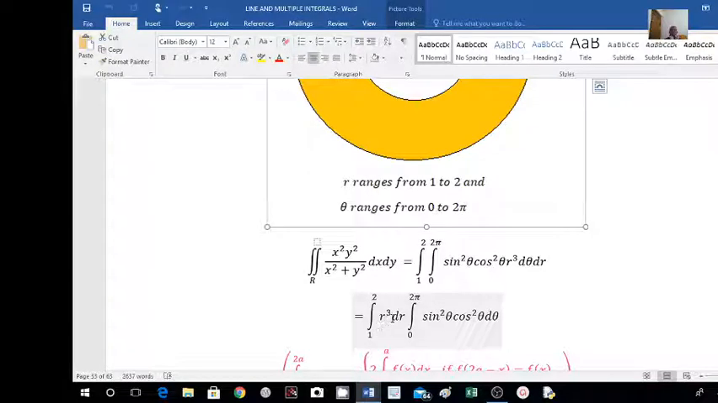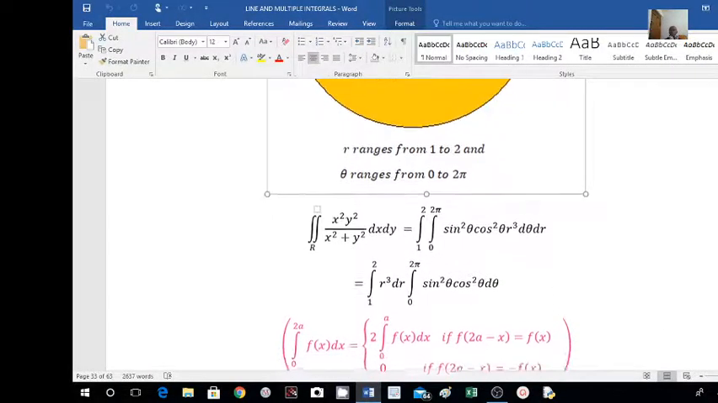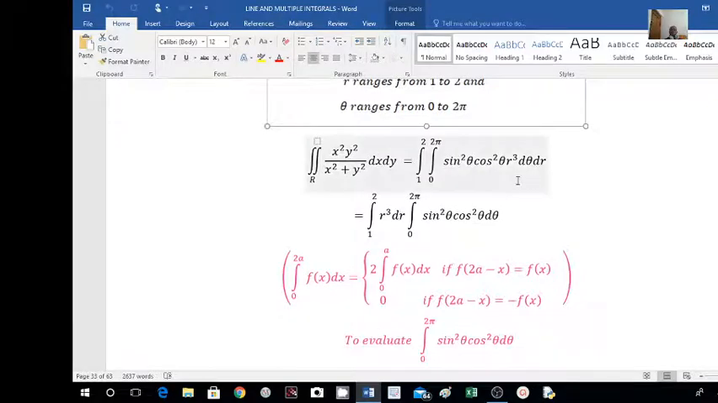So here is the r integration, r ranges from 1 to 2, r cube dr, times the theta integration from 0 to 2 pi of sin square theta cos square theta d theta. The first is no problem here because the integration of r cube is r to the power of 4 divided by 4 between 1 and 2. I have to simplify this one. Okay, here we have the second integration, the integration with respect to theta.